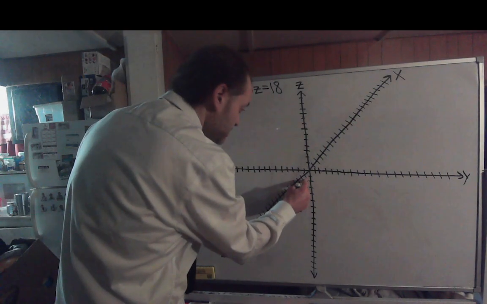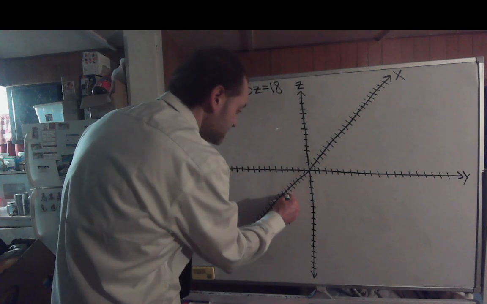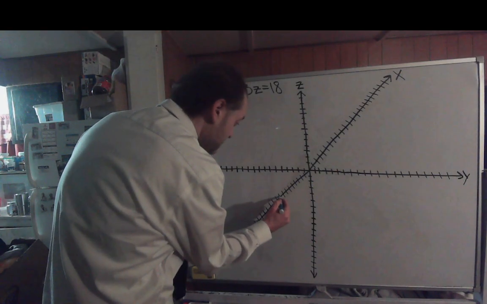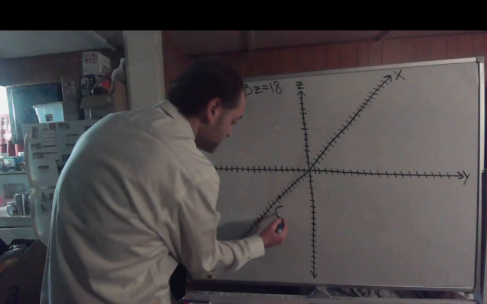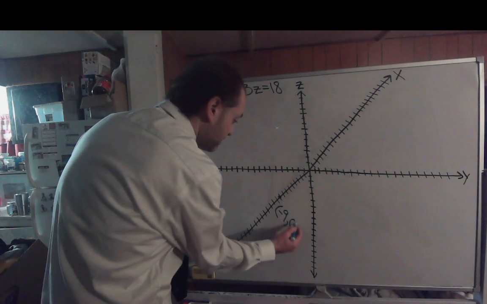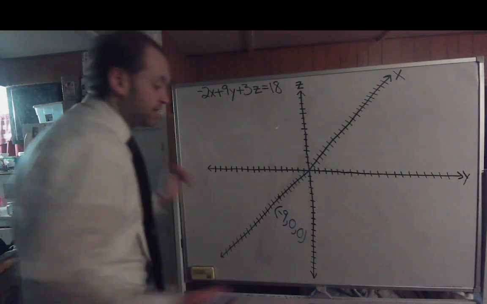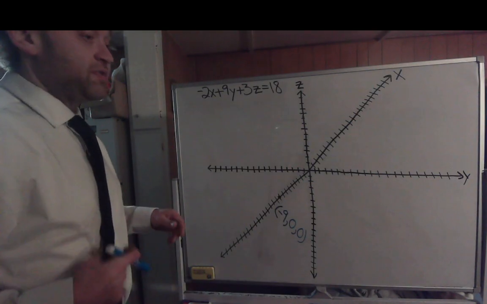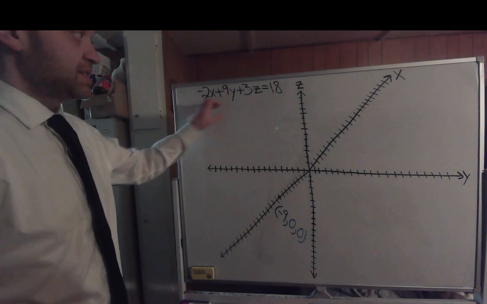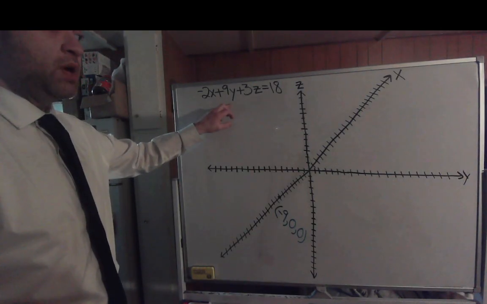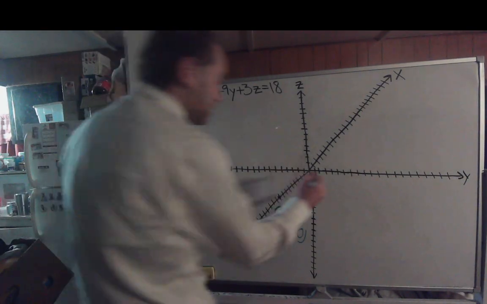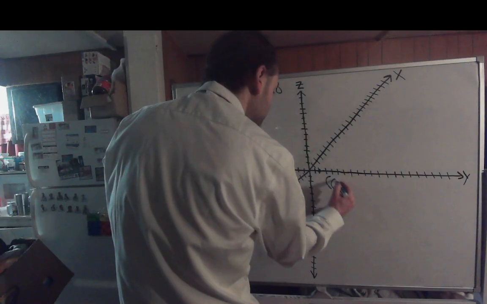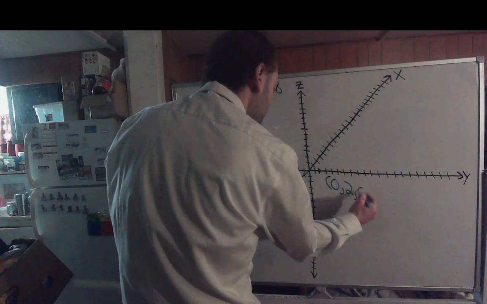So 1, 2, 3, 4, 5, 6, 7, 8, 9. So there is your x-intercept at negative 9, 0, 0. Now let's find the y-intercept by setting both x and z equal to 0. You would get 9y equals 18, giving you y equals 2. So your y-intercept will be at 0, 2, 0.